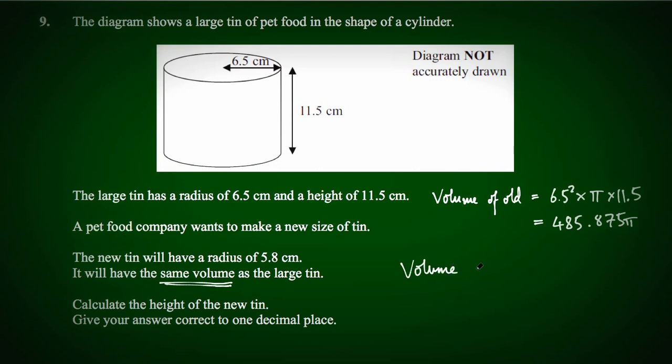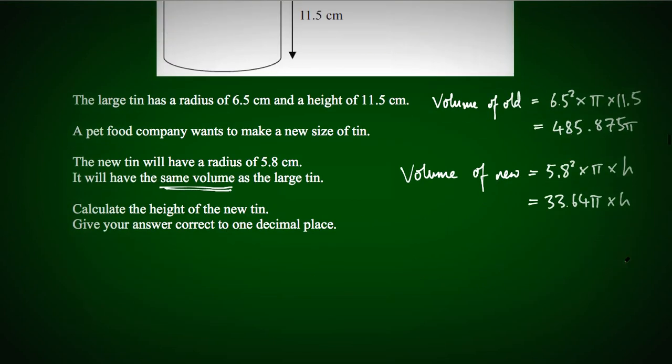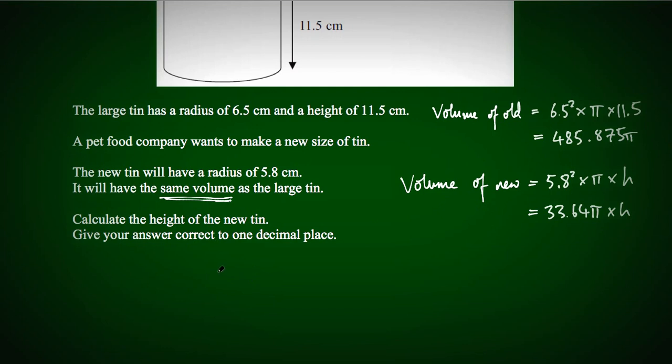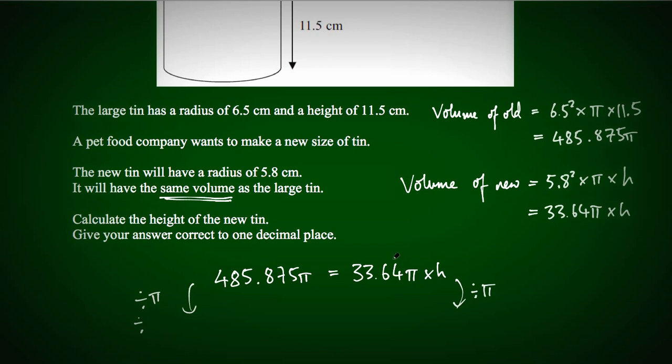Volume of new is expressed by the new radius squared, 5.8 squared, times pi, times the unknown height, the new height. Which is 33.64 pi times height. Seeing as these are equal to each other, I can set them equal to each other. 485.875 pi equals 33.64 pi times h. And I want to get h on its own, so I can divide by pi, which will cancel, and also divide both sides by these figures here, 33.64.